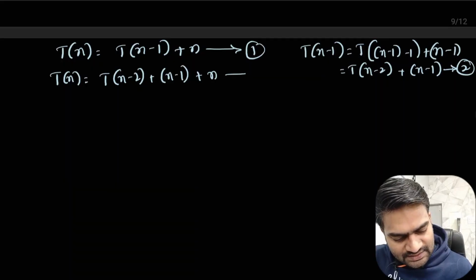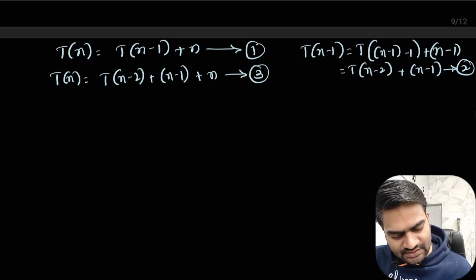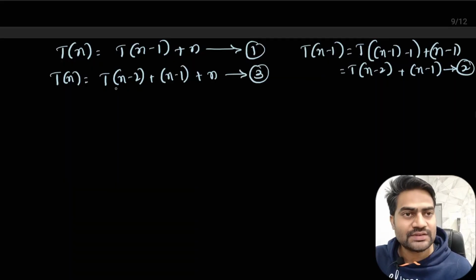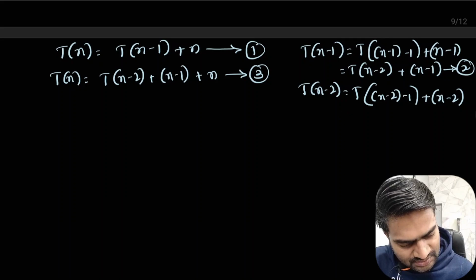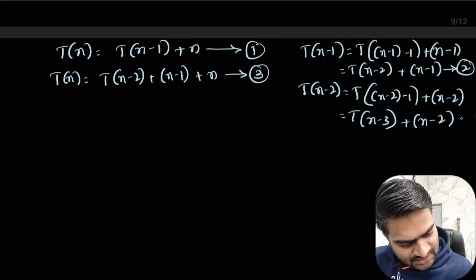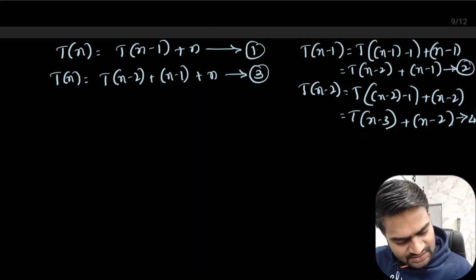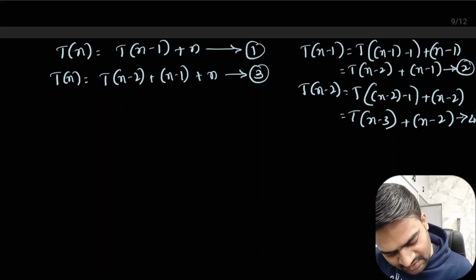Now we will call this equation 3. Now again we have this T(n-2), so let's try to figure out what T(n-2) is. That will be T(n-2-1) + (n-2). This will be T(n-3) + (n-2). Let's call this equation 4 and let's substitute this in equation 3.